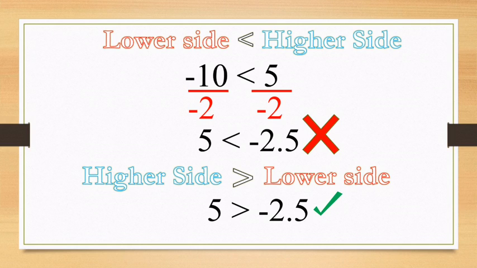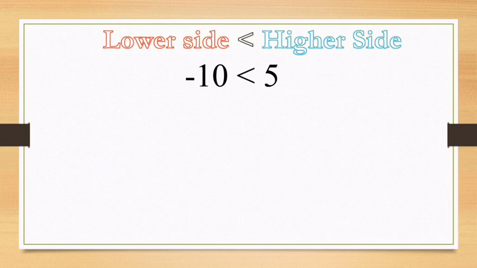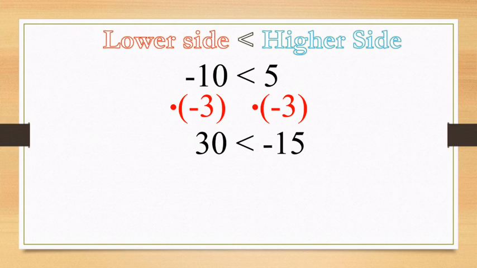Right? And so that makes a difference. You have to remember to flip the sign. Let's check it out with multiplication as well. So here we go again, same thing, lower side is less than higher side. If I multiply both sides by -3, that will have the same effect. -3 times -10 is +30, and 5 times -3 is -15.